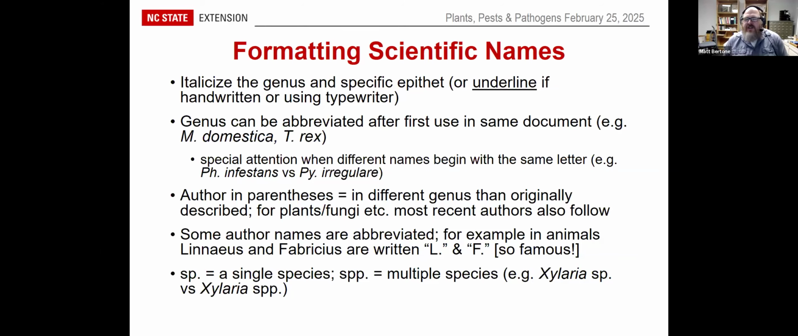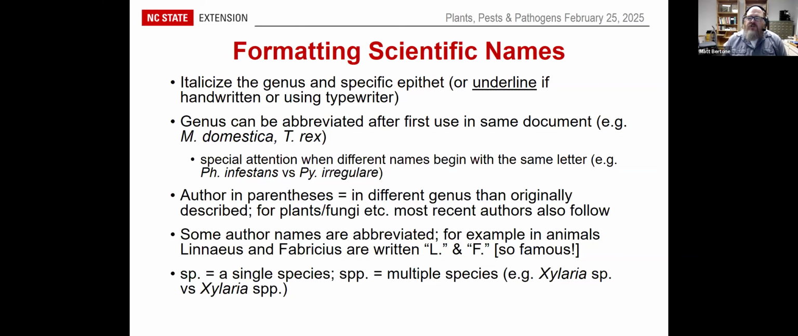But pay special attention when different names begin with the same letters. Phytophthora infestans and Pythium irregulare both start with P, so we add an extra letter just to make sure we can tell them apart. But this saves room when you're writing out papers. If the author is in parentheses at the end of the name, it was in a different genus than originally described. So if Musca domestica was now put in a genus Tipularia or whatever, some crazy thing, Linnaeus's name would be in parentheses to show that he described the original species, but that it's not in the original genus that he described it in.